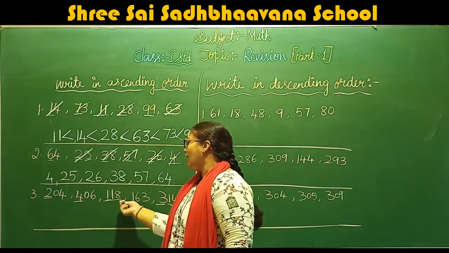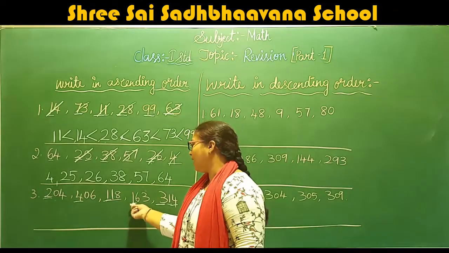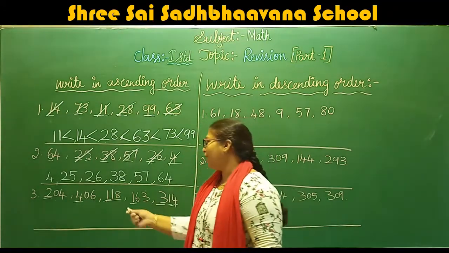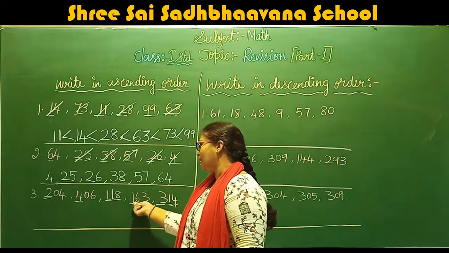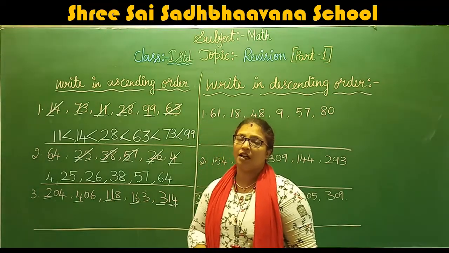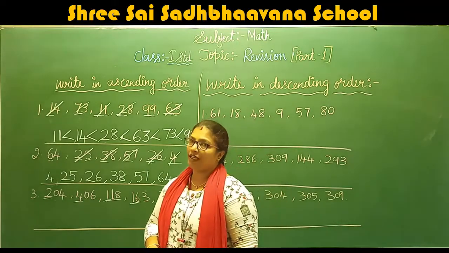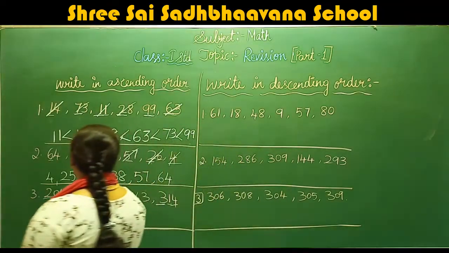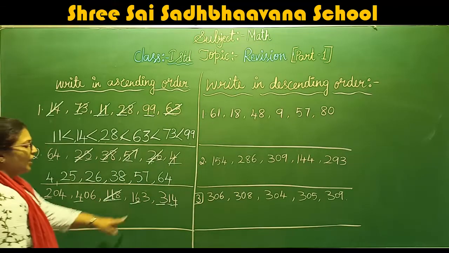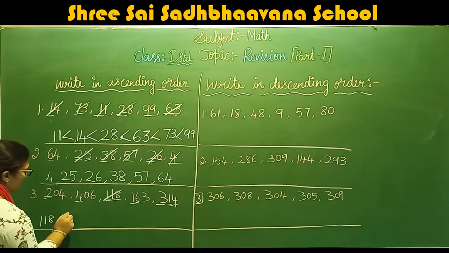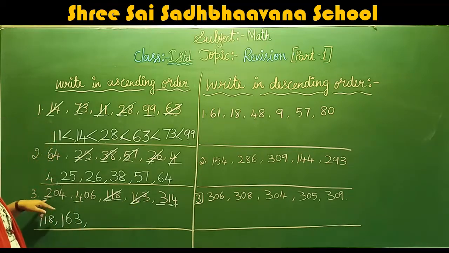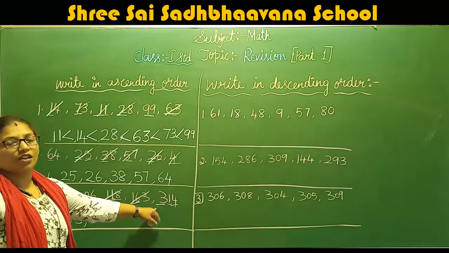So 1 here and 1 here in the hundreds place, it is repeated, right? So when we look at the tens place number, 1 and 6. Which is the smallest number? 1 is the smallest number. So what do you have to write? 118 is the first. And then you have to write 163.